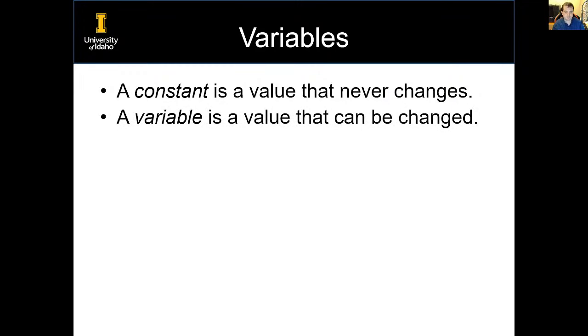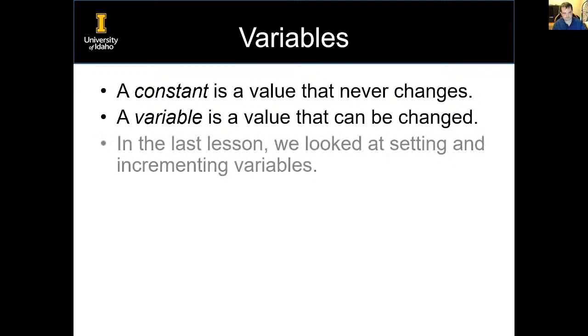The next is a variable, and a variable is a value that can be changed. It can vary. Now, in programming, constant and variable kind of get mixed together, because you can have a constant which has a variable name, but it's going to remain constant. And then you have a variable which is actually a variable because it can actually change. So in our last lesson, we looked at setting these and incrementing variables and making them change as we're going along.